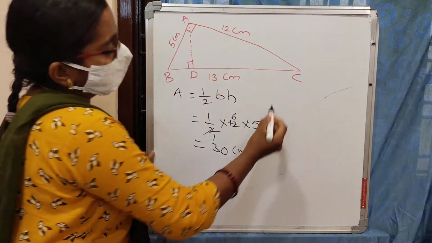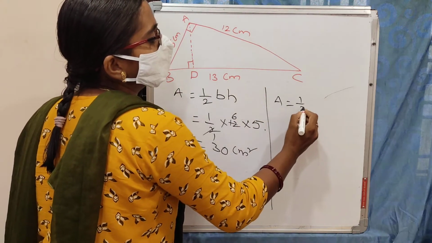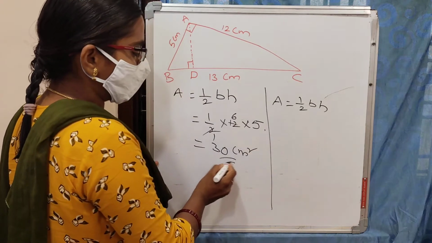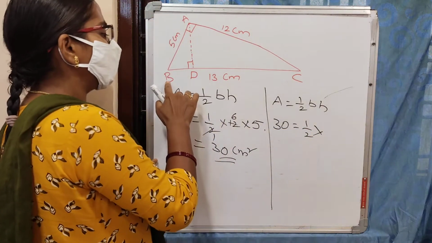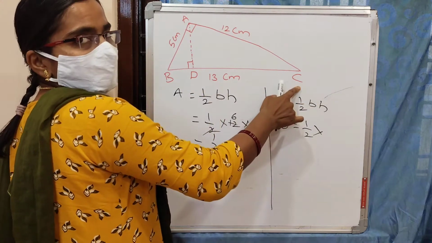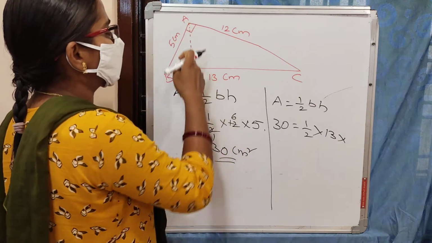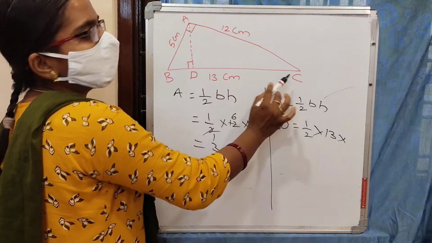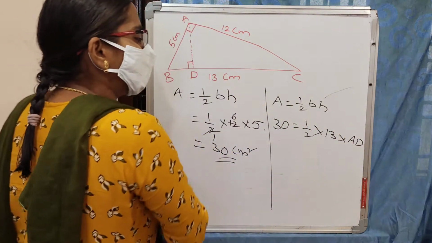What is the length of AD? Length of AD, again, area of triangle is equal to half into base into height. Half, area is, we know from this, 30. That is equal to half into base. Here BC is the base. Base is 13 into height, this is AD. This is a 90 degrees line, so this is the height for BC. So AD we don't know. I am writing it as AD.